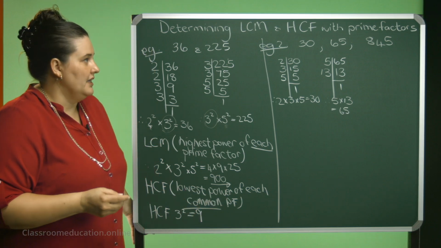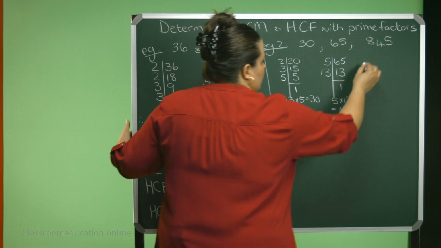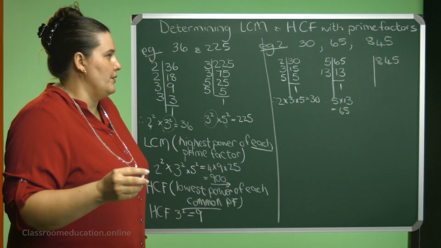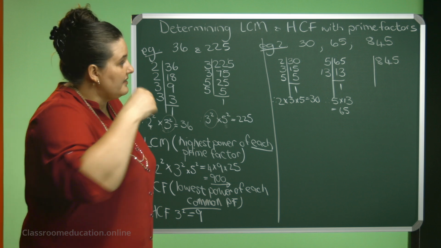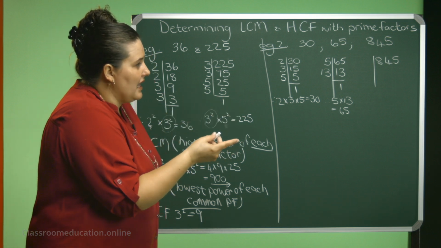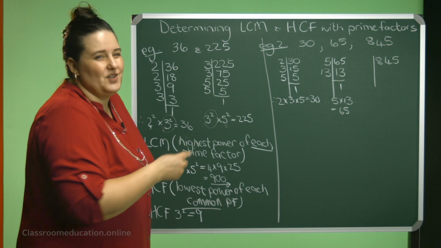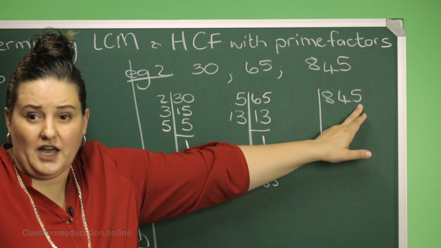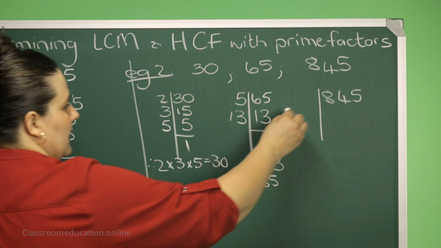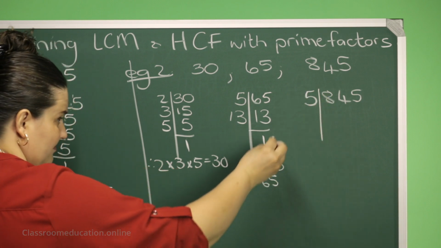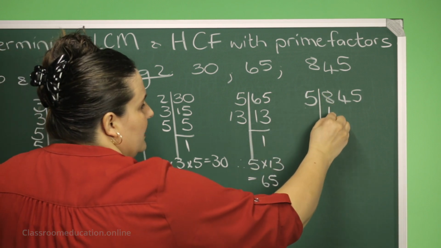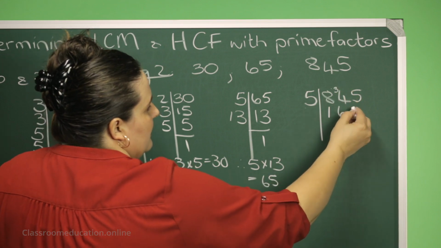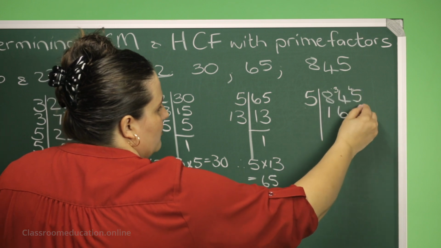The last one, 845. Can 2 go into 845? No. How about a 3? Add the digits. 8 plus 4 is 12, plus 5 is 17. No. How about a 5? Yes. My last digit is a 5, so 5 will be able to go into that. Let's determine how many times. 5 can go into 8 once, then there will be 3 remaining, so 34. Then I have 6. Then there's 4 remaining, 45. That will be 9.